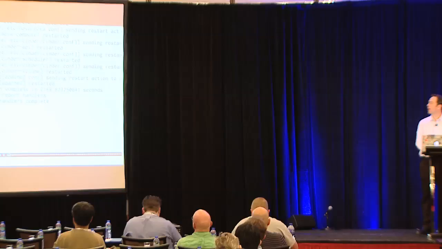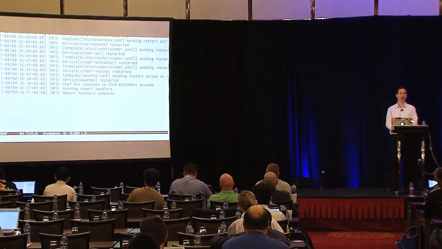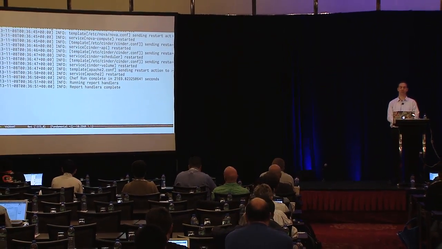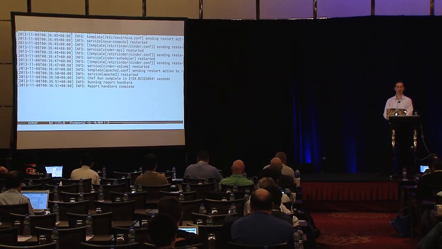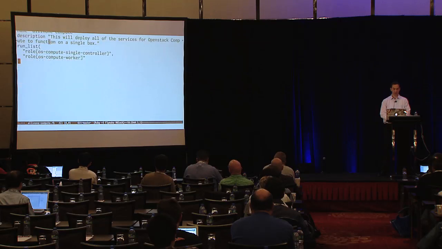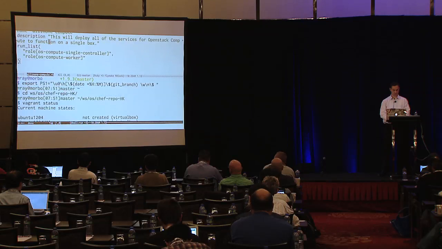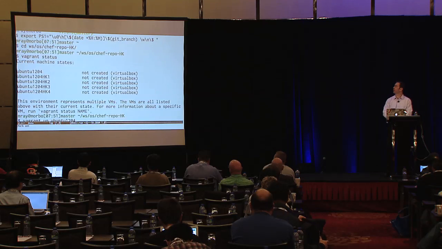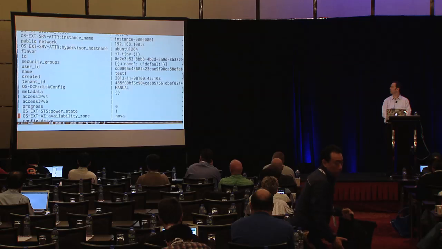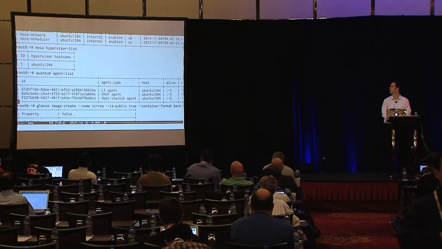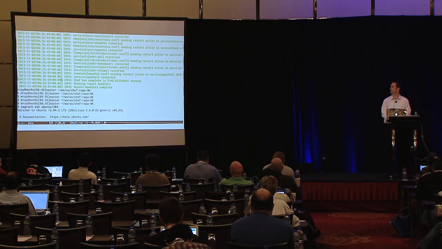Then our compute nodes, the compute service starts up. Libvirt bin. Whoo! And that took 2100 seconds. If you do the math, that's slow. VirtualBox is slow, and my network was slow, but that's why I canned it, so we didn't have to sit through it. The VM actually came up. So this is the end of the Chef client run.